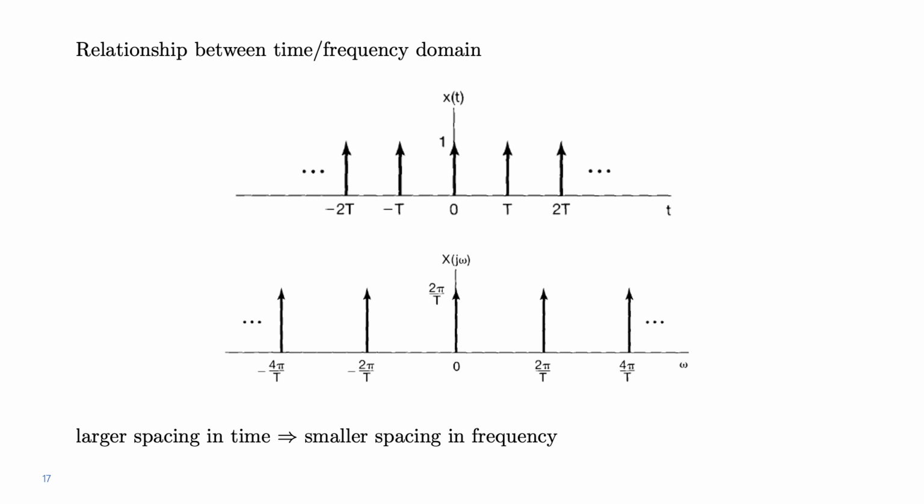So here again, we see an illustration of the inverse relationship between the time and the frequency domains. As the spacing between the impulses in the time domain gets longer, meaning that T gets larger, correspondingly the spacing between the impulses in the frequency domain gets smaller because 2 pi over T becomes smaller, because omega 0 becomes smaller. So a larger spacing in time corresponds to a smaller spacing in frequency and vice versa.